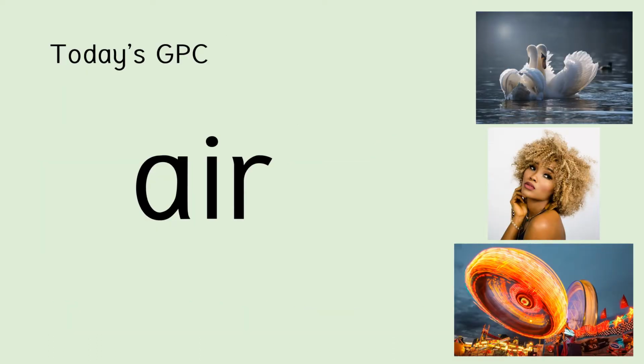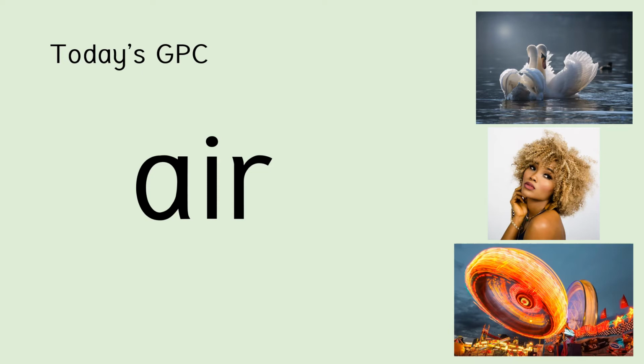And we're going to be moving on to air. So we've got air in pair, and we've got air in hair, and then we've got air in fair or fairground. So we're looking at the air sound. It's an interesting one because, a bit like ear, it's a phoneme, a sound, air, but it's also a word, air. So the air around us, for example.